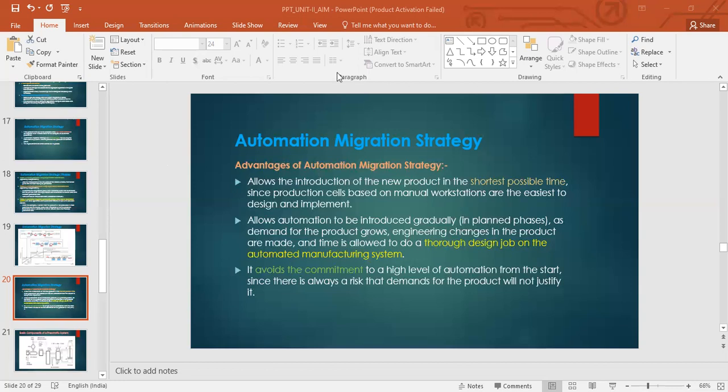Okay, and then it allows automation to be introduced gradually, that is in planned phases, as demand for the product grows. So as demand for the product grows, engineering changes in the product are made and time is allowed to do a thorough design job on the automated manufacturing system. So you're gradually introducing automation. We can agree, right? Phase 1, phase 2, phase 3. So you're gradually introducing the automation in planned phases, as demand for the product grows.